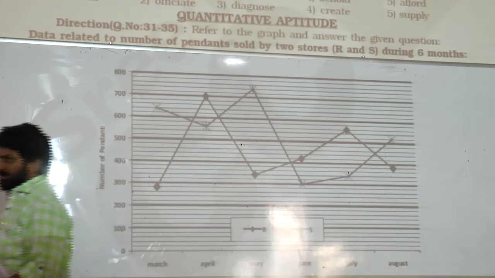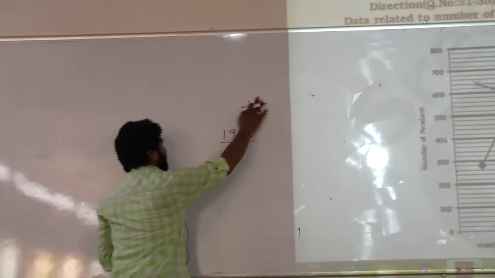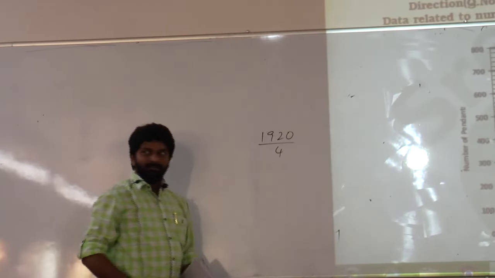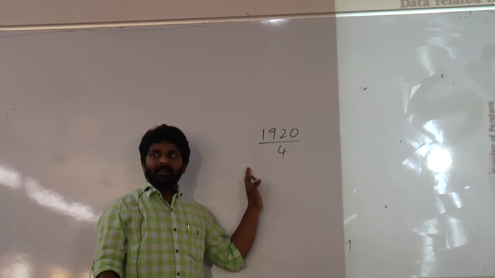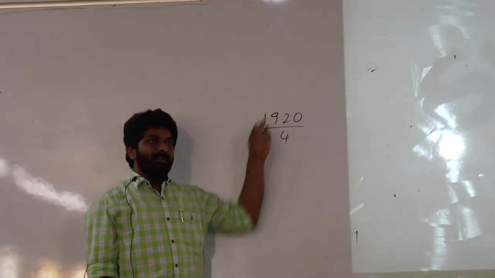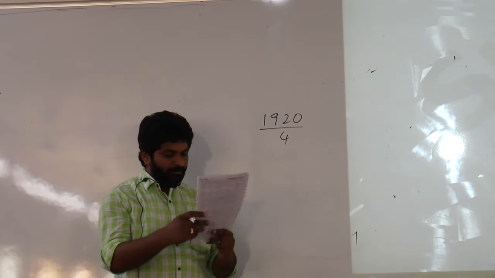You're asked about the average, so divide by 4. 1920 divided by 4. For the time being, let's make it 2000 minus 80. 2000 by 4 is 500, minus 80 by 4 which is 20. 500 minus 20, 480.